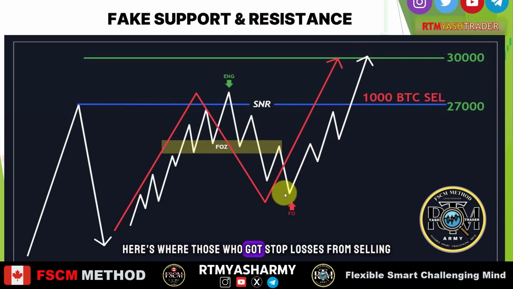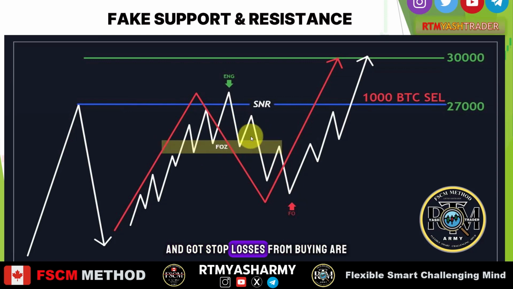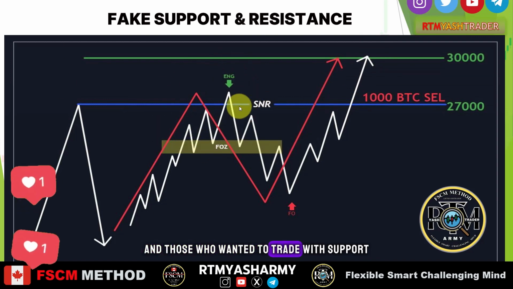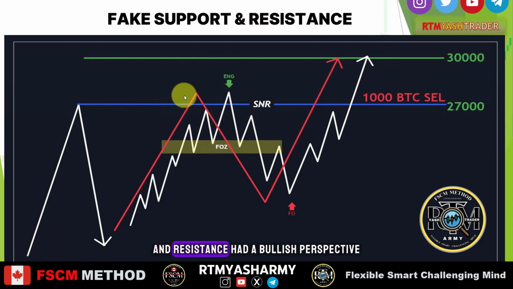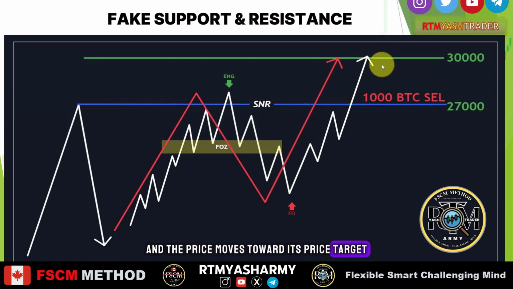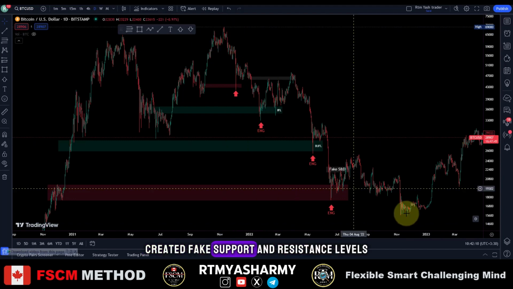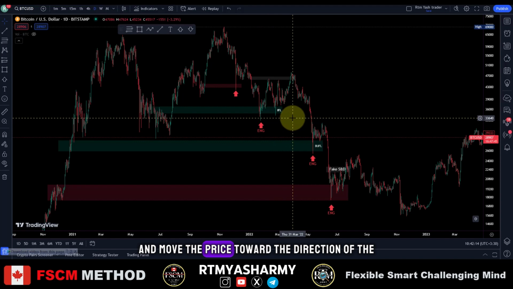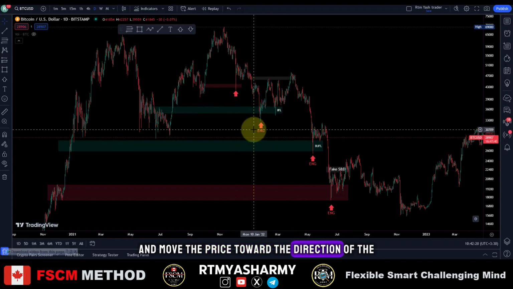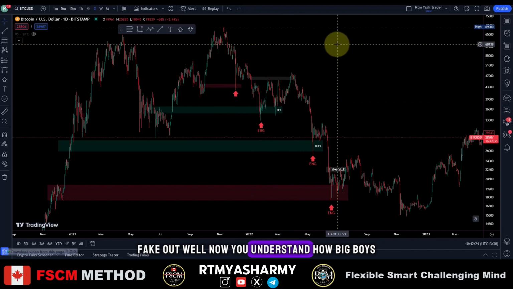Here's where those who got stop losses from selling and those who bought and got stop losses from buying are, because breakout traders had a bearish perspective here, and those who wanted to trade with support and resistance had a bullish perspective. Liquidity is provided again and the price moves toward its price target. If we look at the Bitcoin chart, Bitcoin has faked out and created multiple ranges, faked out levels, created fake support and resistance levels, and moved the price toward the direction of the fake out.